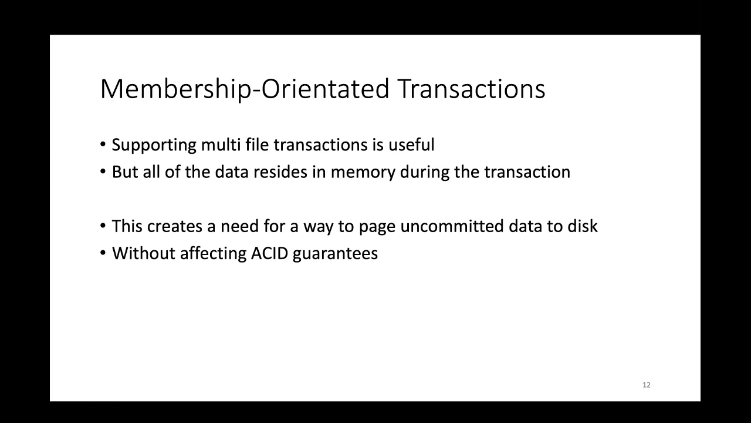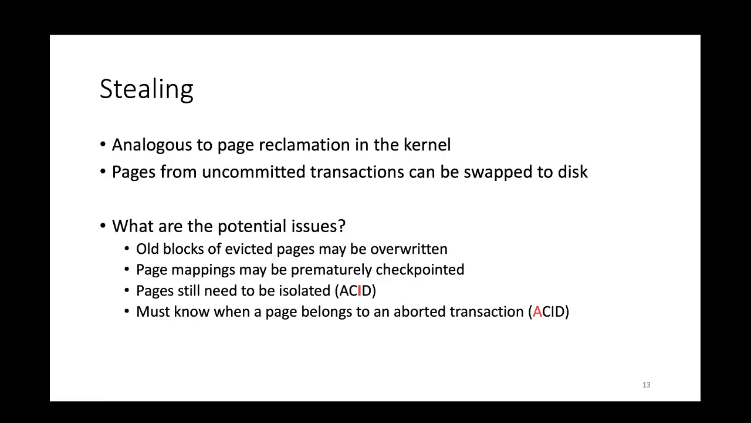So it would be useful if we had a way, when transactions are in progress, that we can swap pages to disk without affecting the transaction guarantees. So for that, they introduced this concept called stealing. And you can sort of think of it like page reclamation in the kernel, where we just swap pages out to disk until we need them later. And what it does is it allows us to swap pages from a transaction that's in progress or uncommitted to disk, reducing the memory of the transaction. So if we have a transaction that spans a lot of files and needs a lot of memory, it's useful to swap pages to disk, so we don't run out of memory. But the concept of stealing introduces a few issues.